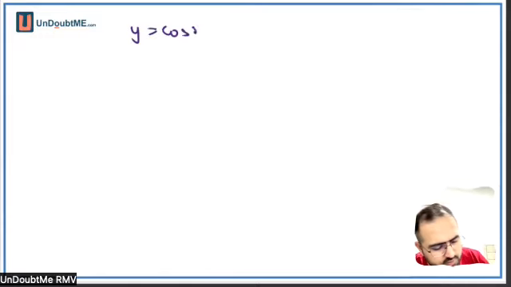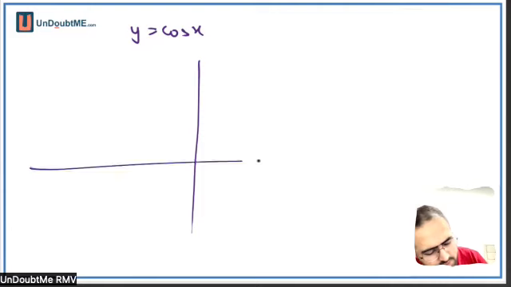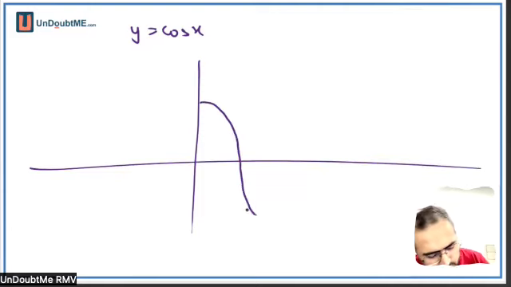Because of which sine and cos become complementary functions. Just remember this name. I will use the name again and again in the upcoming lectures also. So y is equal to cos x. Once again, this is a similar type of fluctuating graph which starts from 1.